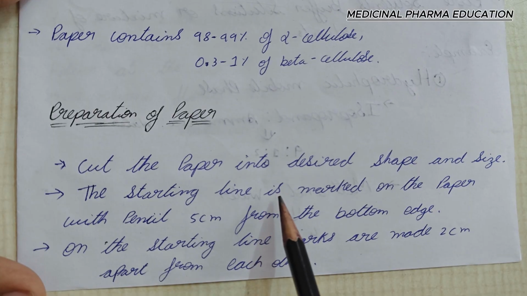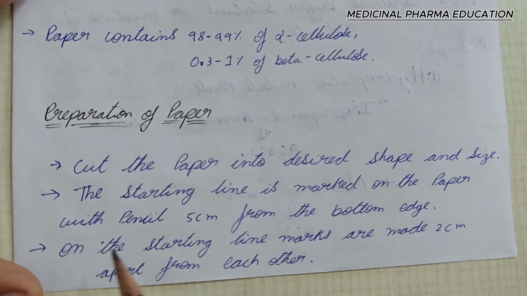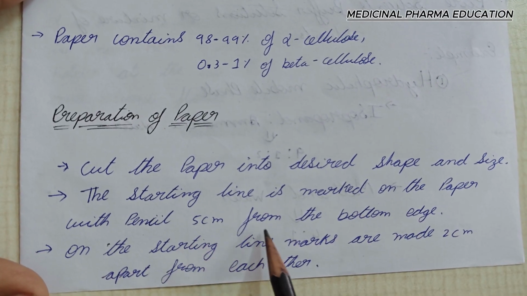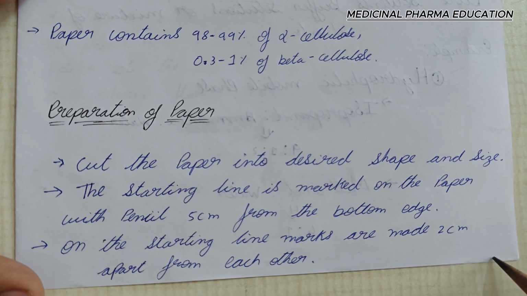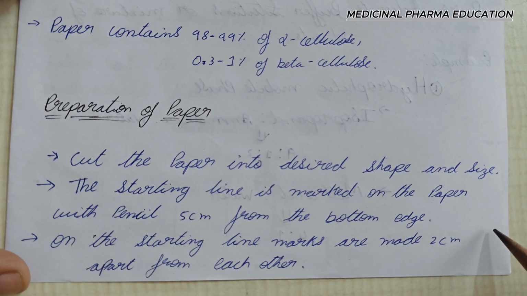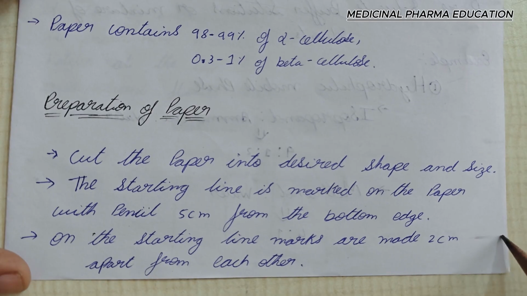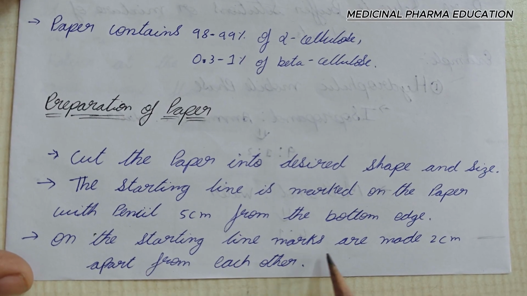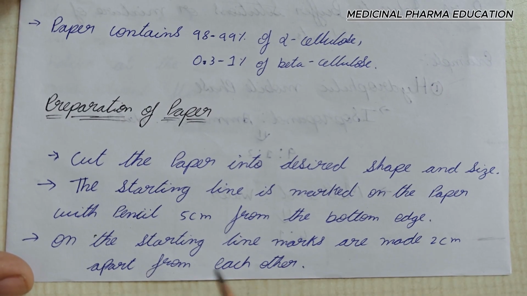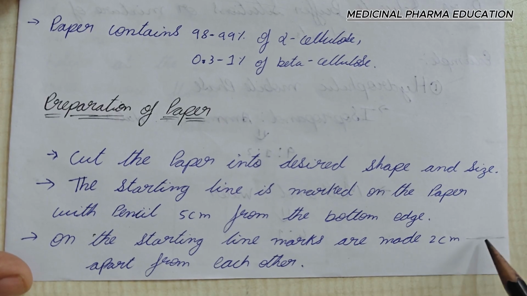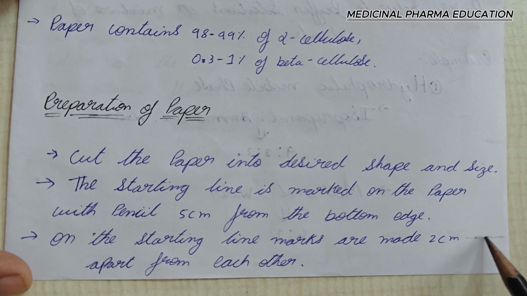The starting line is marked on the paper with a pencil 5 centimeter above the edge. If this is the edge, you will take 5 centimeter above from the paper and mark it as the starting line. Okay, on the starting line, marks are made 2 centimeter apart from each other. Here, on the paper, we will mark 2 centimeter apart from each other.